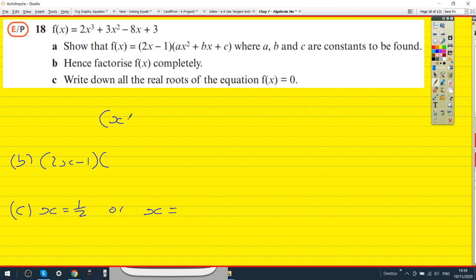You forgot one bracket. Oh, so it'd be written out as 2x minus 1 and then x minus 1, x plus 3, plus 3. So that's what I was making sure of. Yeah, because when you do x times x times x, you'll get x cubed, and so it has to stay as a cubic. Grand. X is 1 or x equals minus 3.